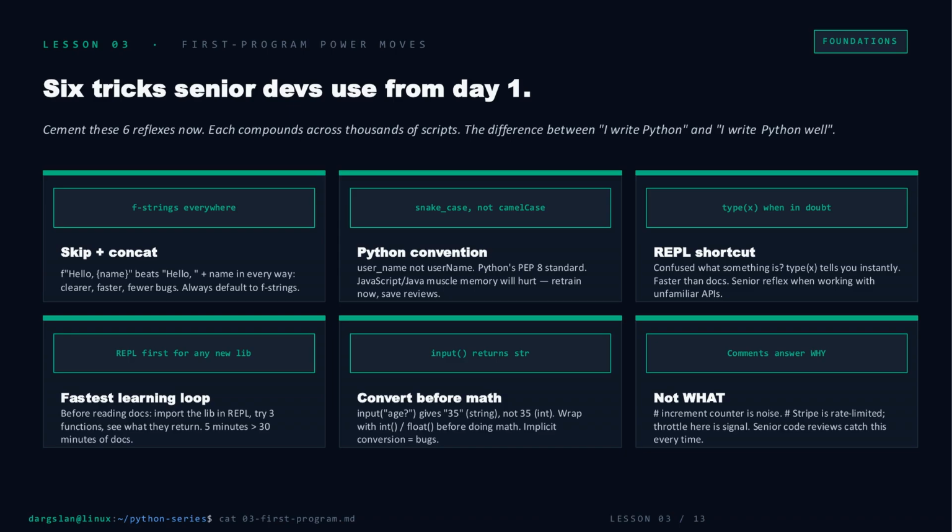Speaking of senior moves, here are 6 reflexes worth burning in from day 1. Always reach for f-strings over concatenation. Name things in snake_case, not camelCase, and call type(x) the second you're unsure what you're holding. Pop into the REPL before reading docs on any new library, wrap input in int or float before doing math, and remember, comments explain why, never what. 6 small habits, thousands of cleaner scripts.